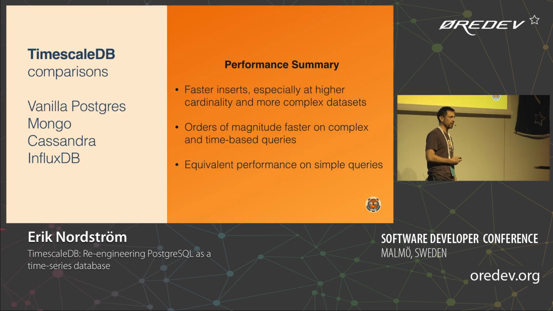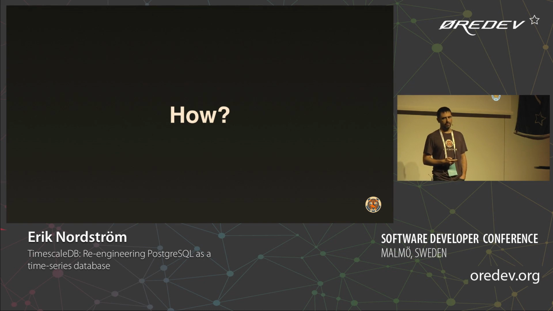So to summarize a little bit about the performance: we have faster inserts, especially when we look at higher cardinality data sets. We have orders of magnitude faster queries when we do more complex things than just simple roll-ups on one column. And otherwise, we are pretty much equivalent in terms of performance, sometimes slower, sometimes faster. So how do we do this? How can we make Postgres scale to these types of workloads?